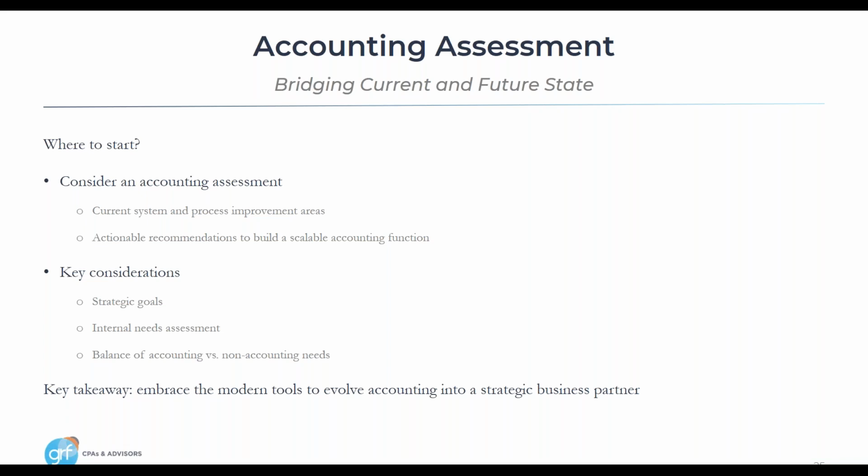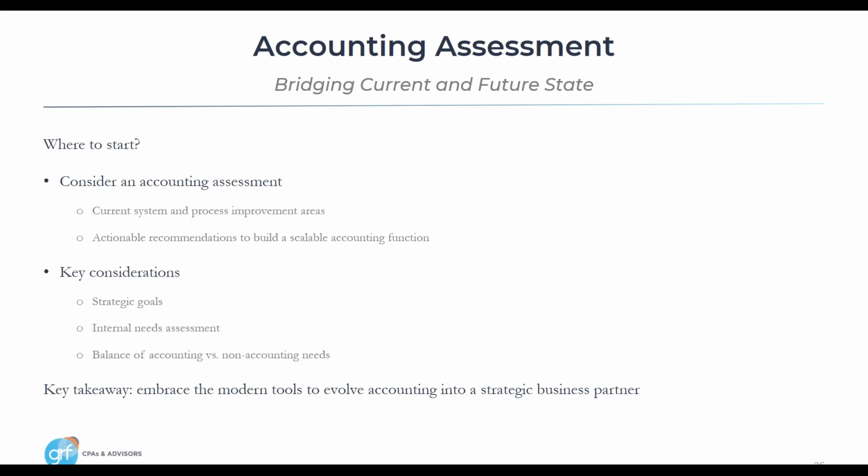And so finally, the question becomes: I'm probably not in the ideal current state, but how do I get to a future state? And what we're seeing very popular nowadays is an accounting assessment, which is kind of what it sounds like. It's just a way for you to bring in a third party and evaluate your accounting function across the three key areas of systems, processes, and people. And the goal of an accounting assessment is really to come out with a report with actionable recommendations to get you to a future state that can hopefully allow you to sustainably execute on your strategic goals.